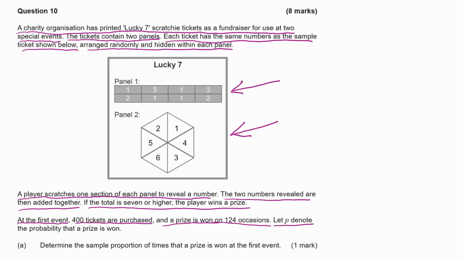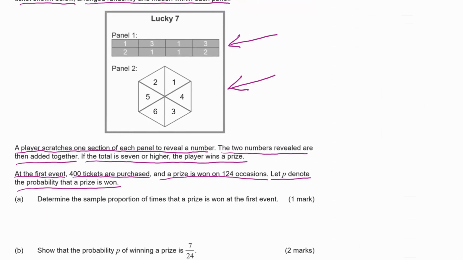Let P denote the probability that a prize is won. We want to determine the sample proportion of times that a prize is won at the first event. Well, at the first event, we know that there were 124 winners out of 400 tickets. And we can calculate that as approximately 0.31.